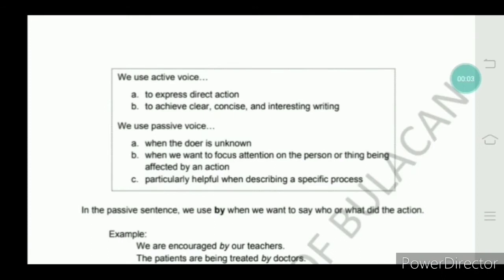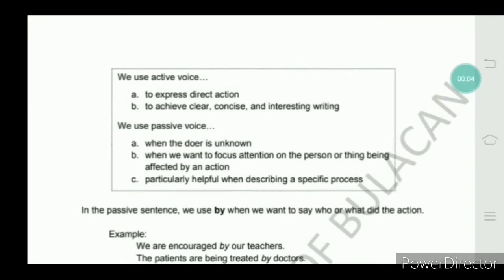When will we use active and passive voice? If we use passive and active voices improperly, this may lead to miscommunication. So we use active voice first to express direct action. Next, to achieve clear, concise, and interesting writing. On the other hand, we use passive voice when the doer is unknown. Second, we use passive voice when we want to focus attention on the person or thing being affected by an action. And lastly, we use passive voice when it is particularly helpful in describing a specific process.